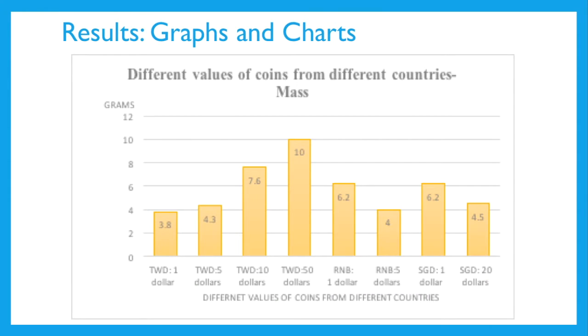And this is our first graph, which goes with the first table, which is the mass. It makes things clearer to see. So the RMB $1 and the Singapore $1 have equal mass, and the Taiwanese $5 and the Singapore $20 only have a 0.2 difference in mass.